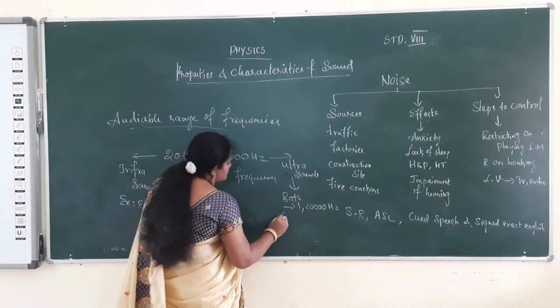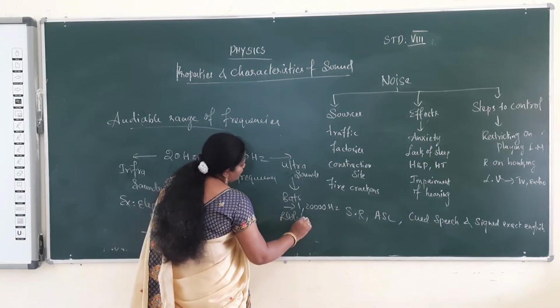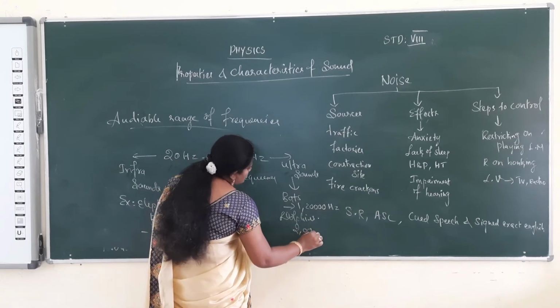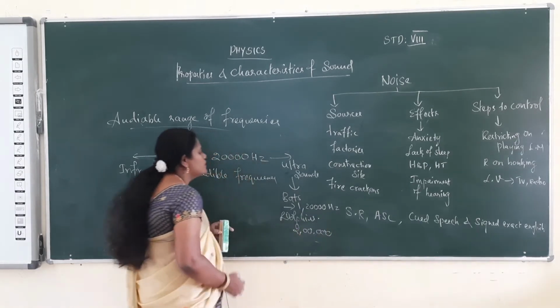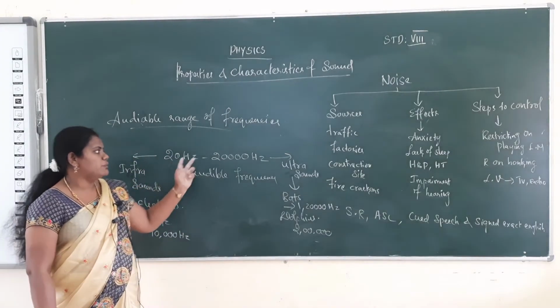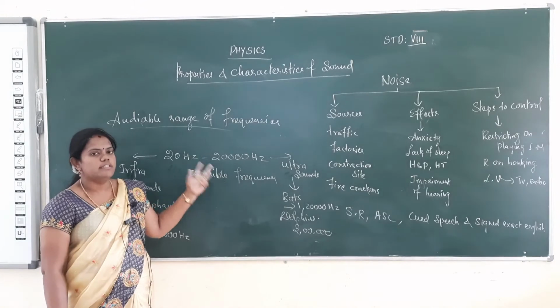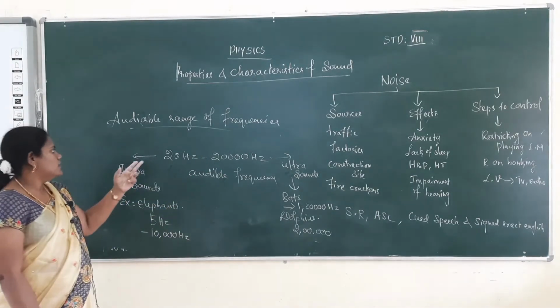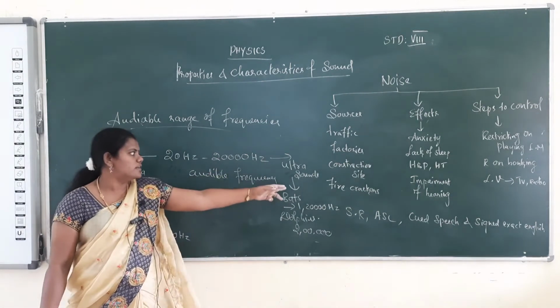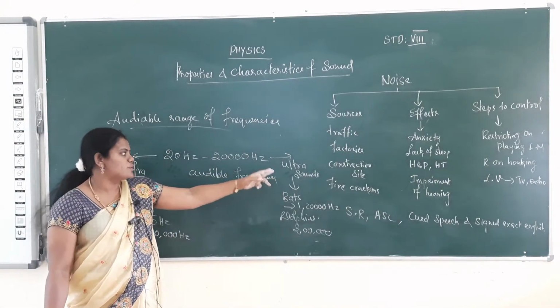And then dolphins. Dolphins can hear sound at the level of 2 lakhs. Okay, so that is the audible range of frequency, 20 to 20,000 Hz, the normal human ear frequency range. And then below 20 Hz, infrasounds. Above that frequency level, that is ultrasounds.